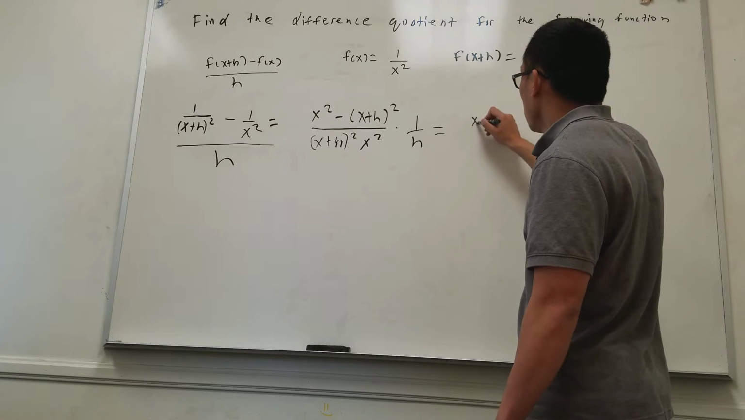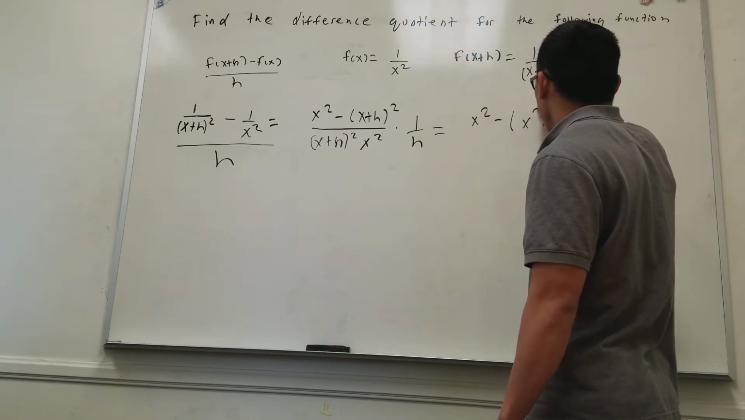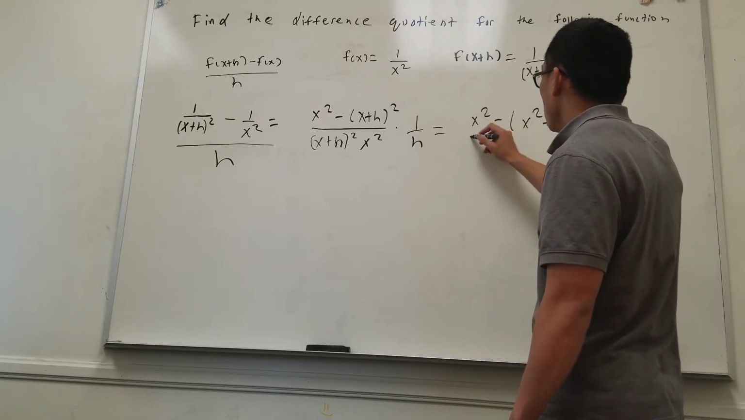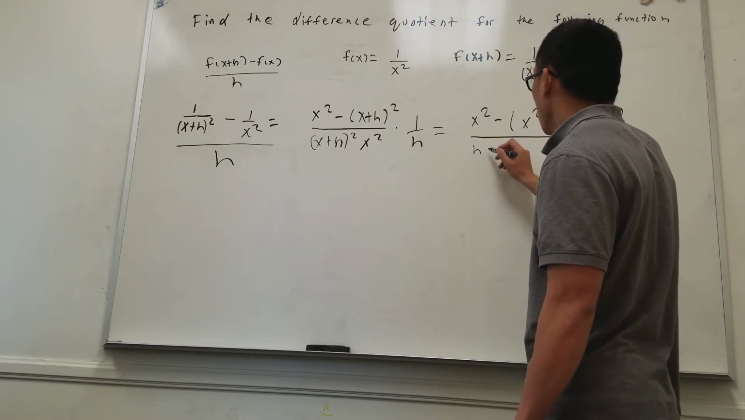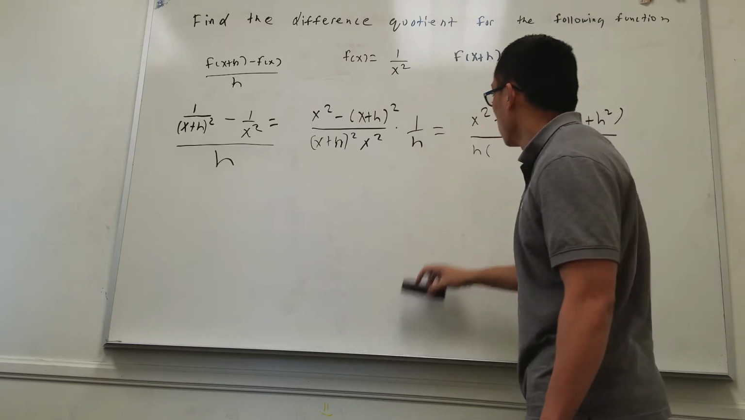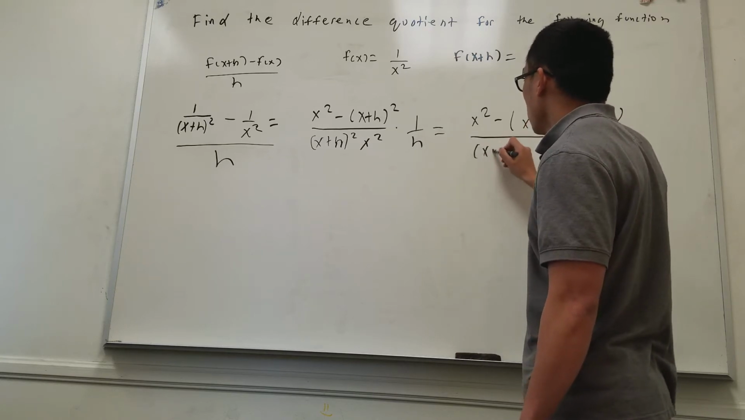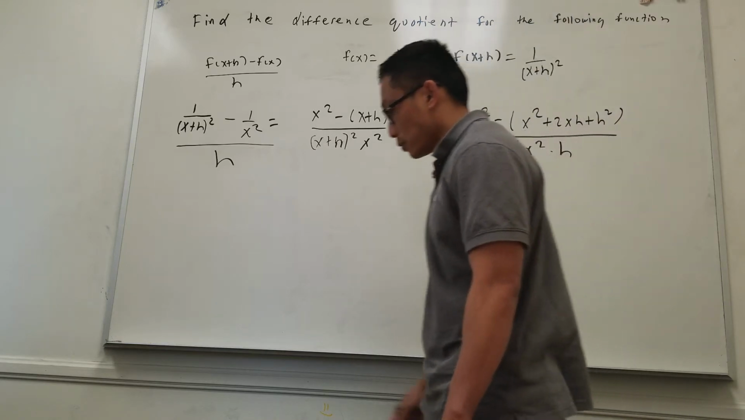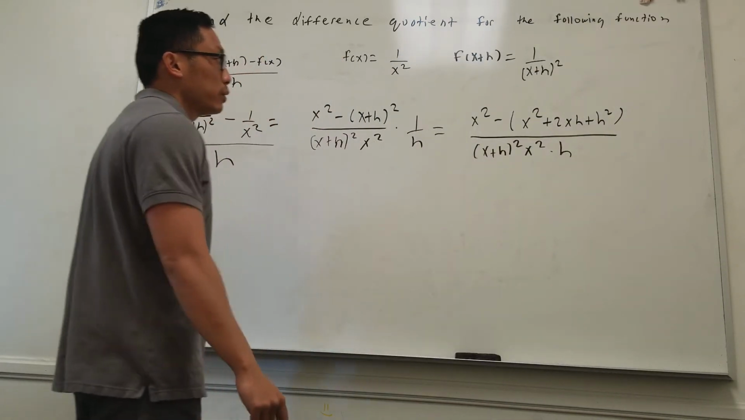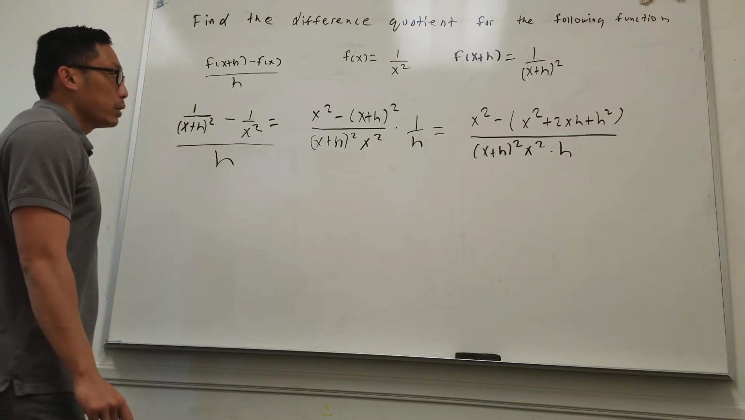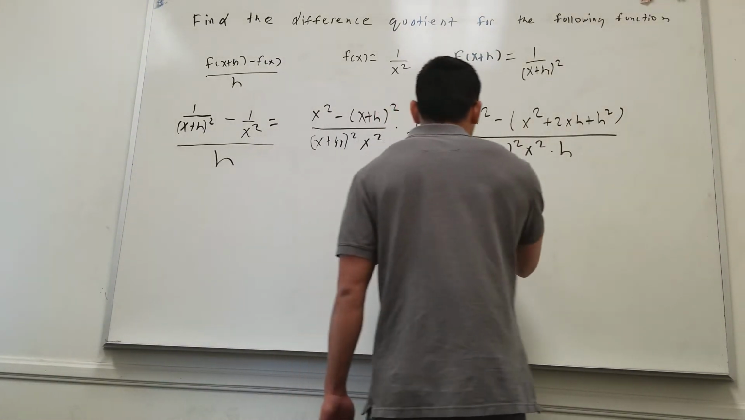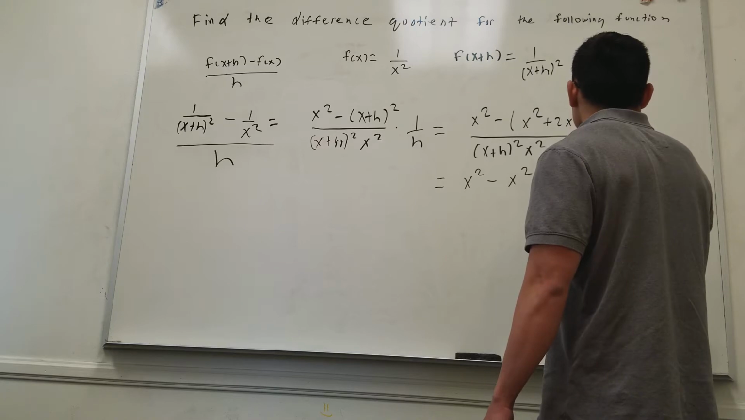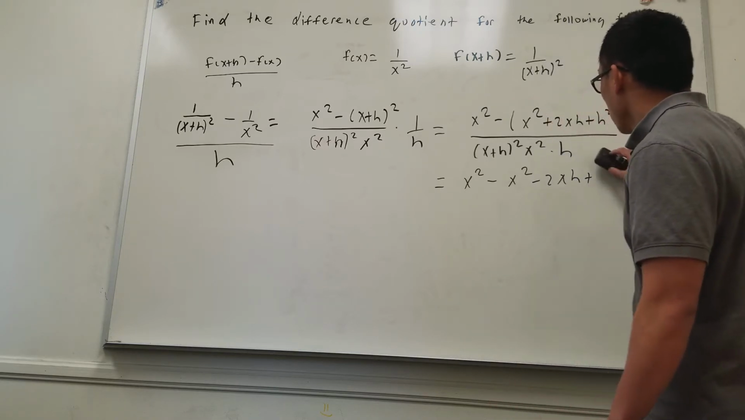Let's simplify the top. It's going to be x squared minus x squared plus 2xh plus h squared, right? It's going to be all over h times, let's do this, x plus h squared, x squared times h. Okay, so go ahead, try to finish it if you can. Now this is going to be equal to x squared, distribute the negative. What did I do wrong? Forgot to distribute the negative here.